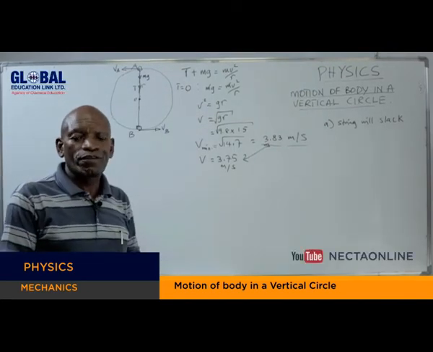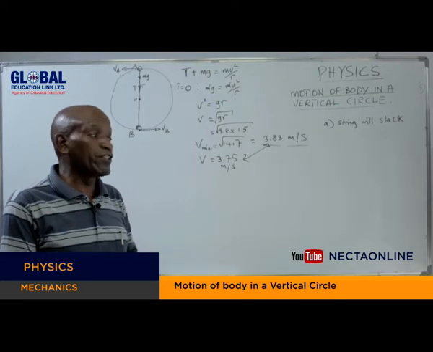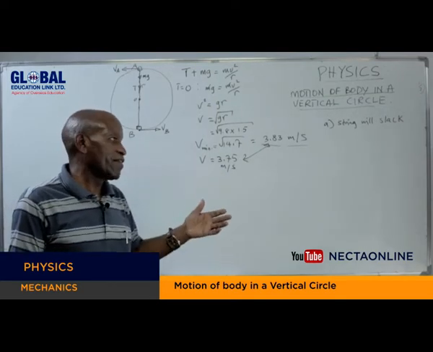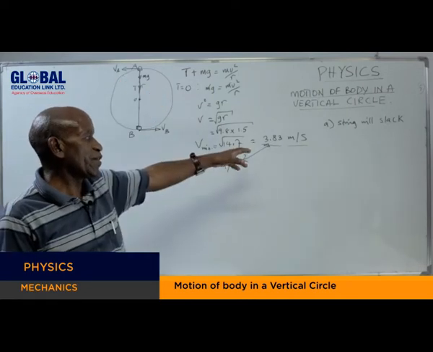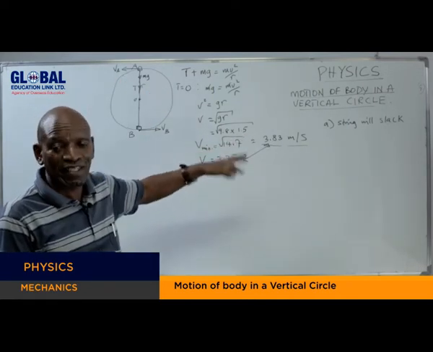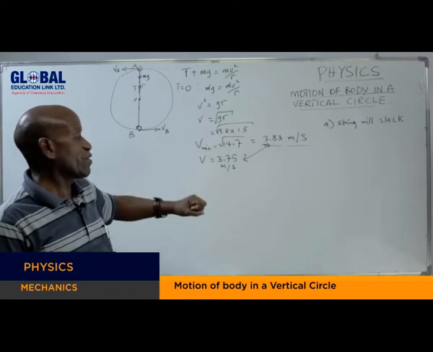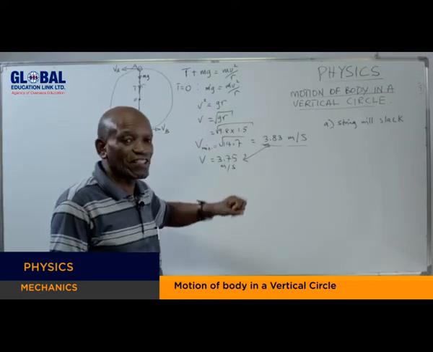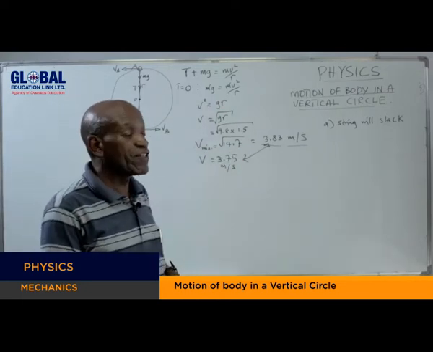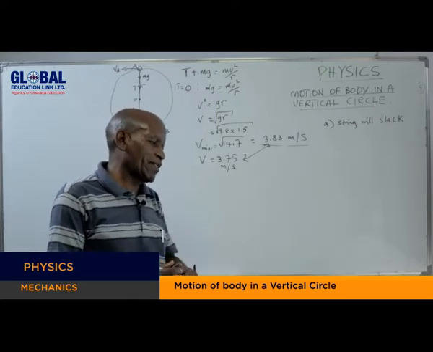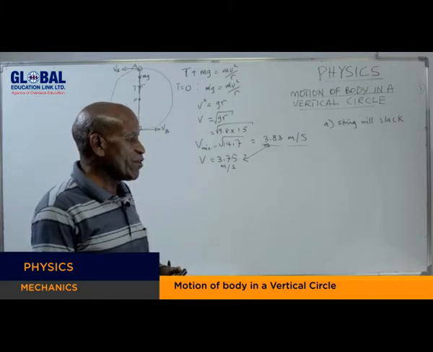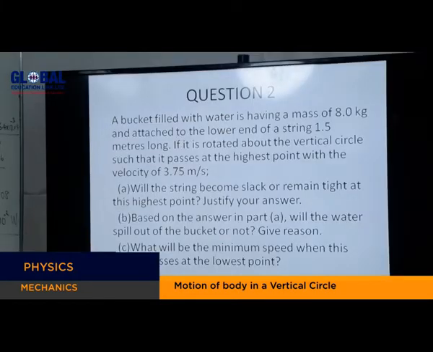And all of these are the reasons which mathematically justify that the minimum velocity passing at the top is supposed to be 3.83 meters per second, but the actual velocity given is less than that, so it's for sure that the string will slack. So now we go to the second part. Based on the answer in part A, will the water spill out of the bucket or not? Give reasons.